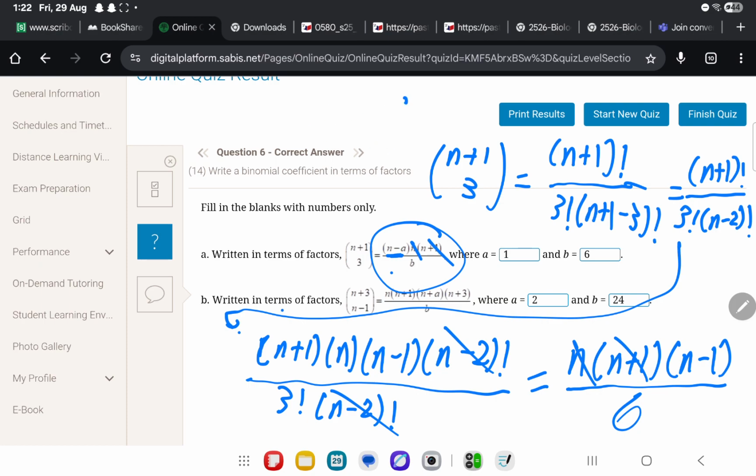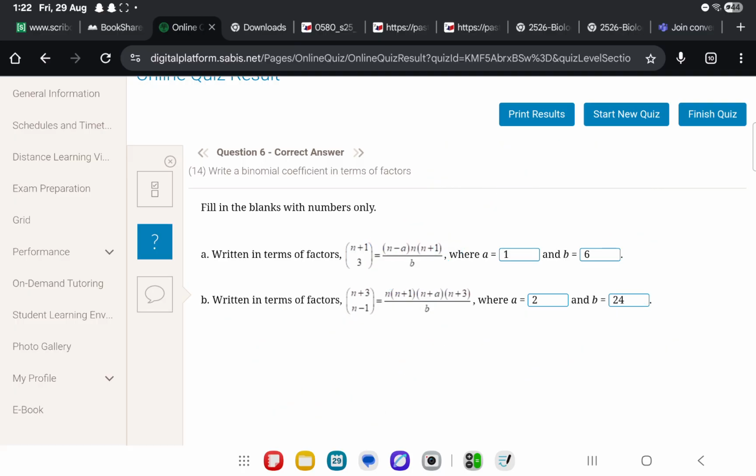Obviously, I'm explaining, this is meant to be done mentally. I shouldn't really have to explain because it's in the same form. But for the people that don't know. And b is 6, obviously, I don't need to explain it. Now, n plus 3 and n minus 1. So, n plus 3, c n minus 1.